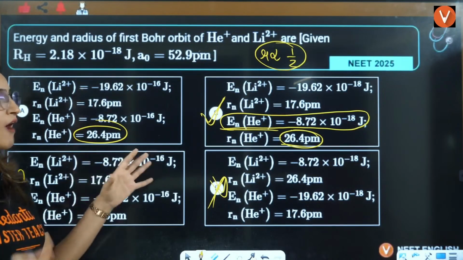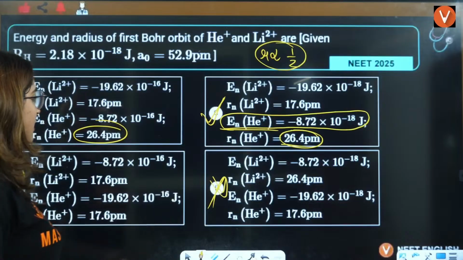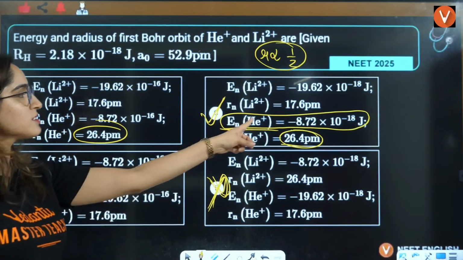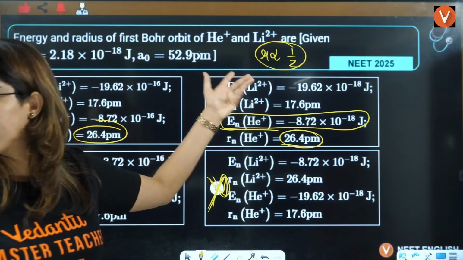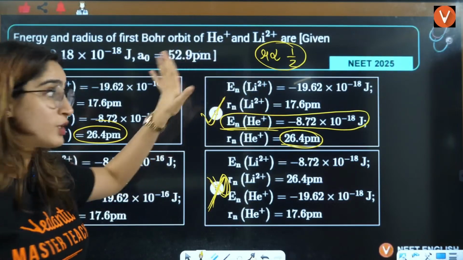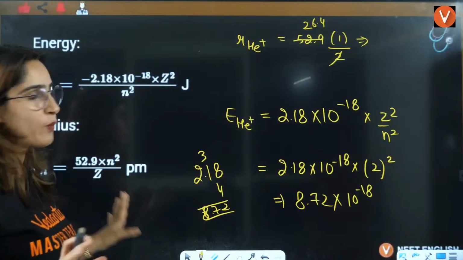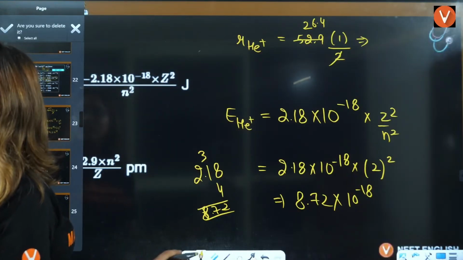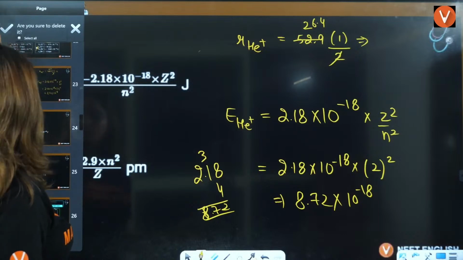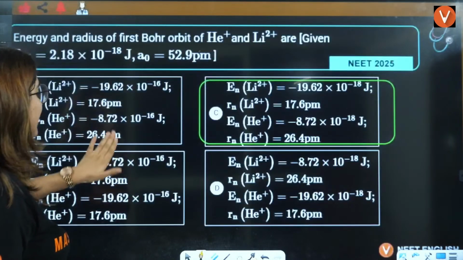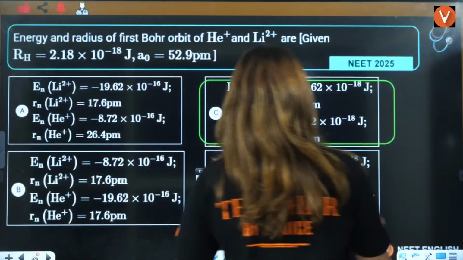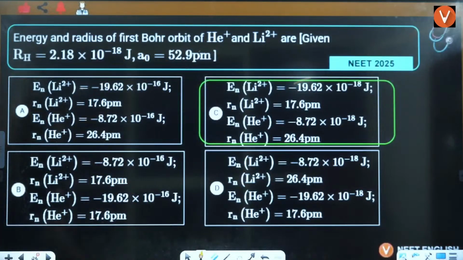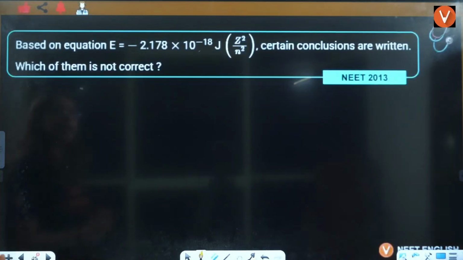So if I had been in your place, I would have directly eliminated this and solved just the energy of helium, and your answer is there, right? So you have to see the questions very smartly, and then easily you will be able to answer this. You don't need to solve for every single option, right, students? Okay, shall we move ahead?